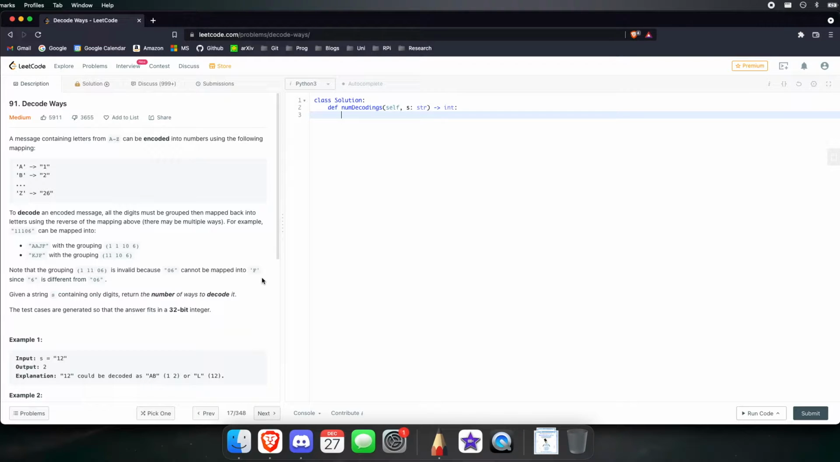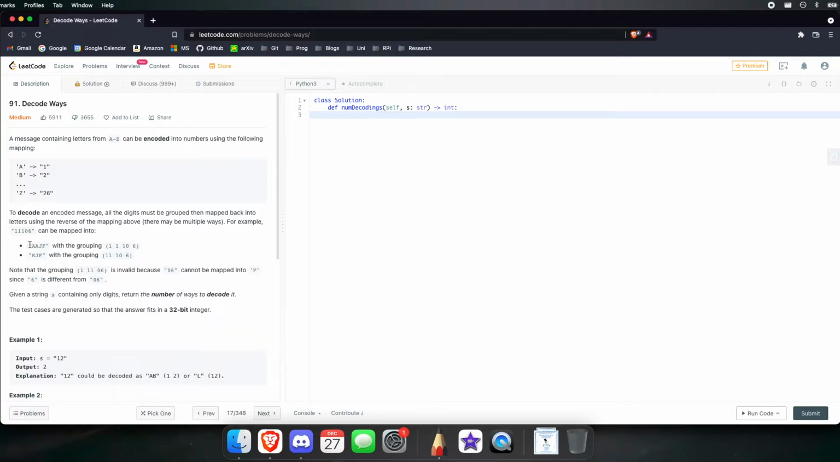A message containing letters from A to Z can be encoded into numbers using the following mapping. A maps to 1, B to 2, and so on and so forth, up to Z where that maps to the number 26. And keep in mind this number is a string. To decode an encoded message, all the digits must be grouped, then mapped back into letters using the reverse of the mapping above. So if A maps to 1, then we see the number 1 that maps to A.